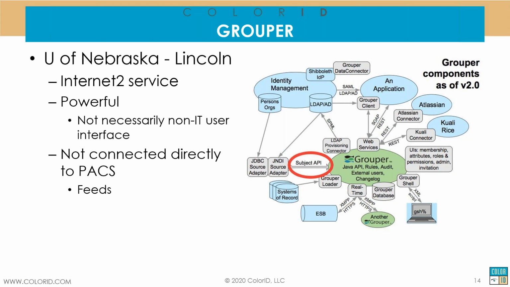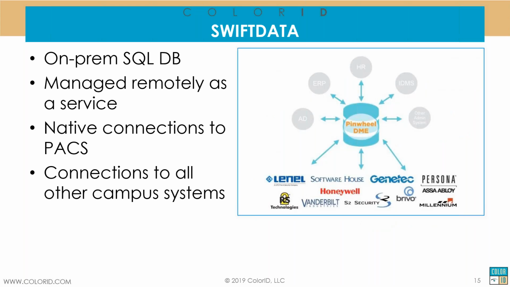So you're looking here at the Grouper diagram of how they're connecting to all these different things on campus and moving essentially identity data and permissions associated with them. They can't, though, in that environment, connect directly to their PACS, their physical access control system, so they have to do data feeds there. So even with all this, they still have to resort to some 20th century methods to move data.